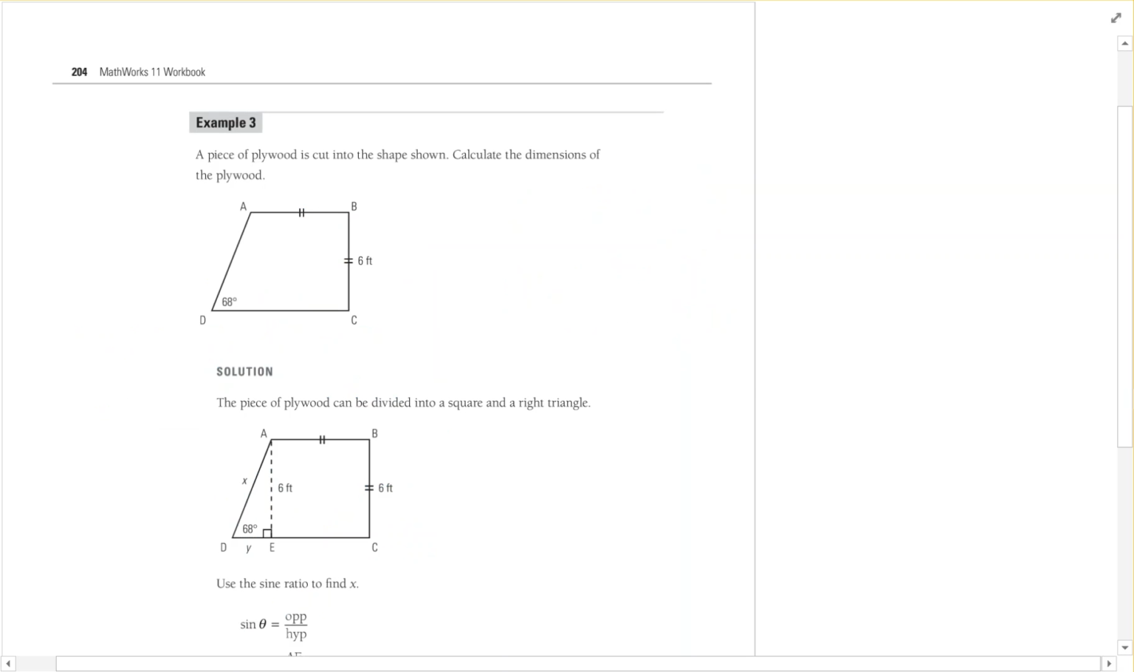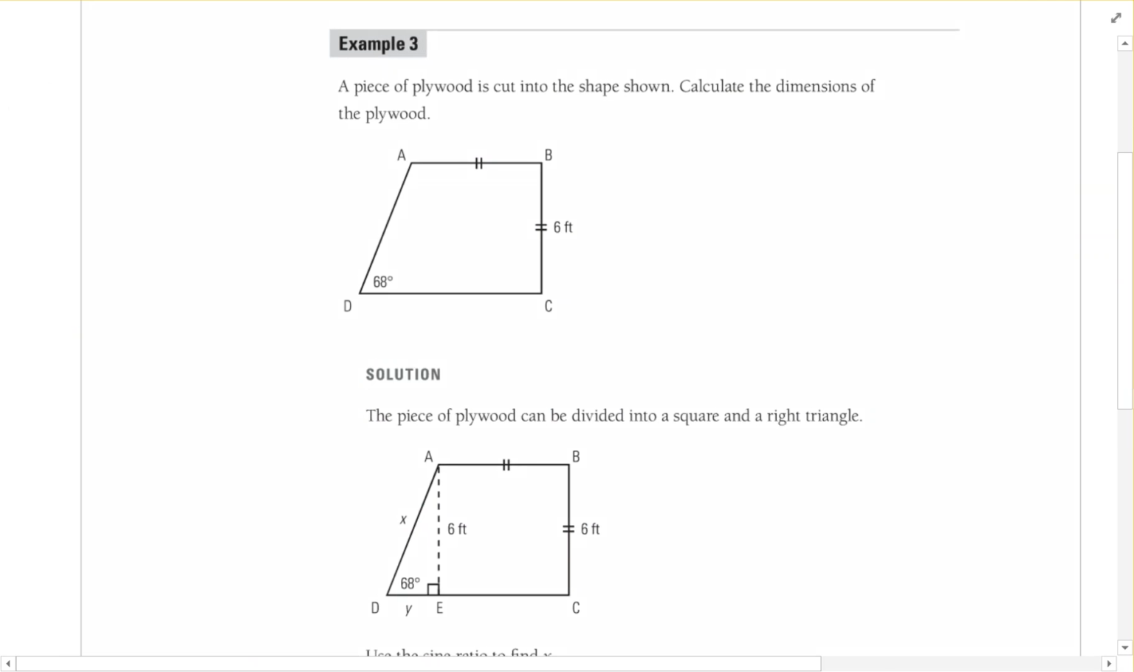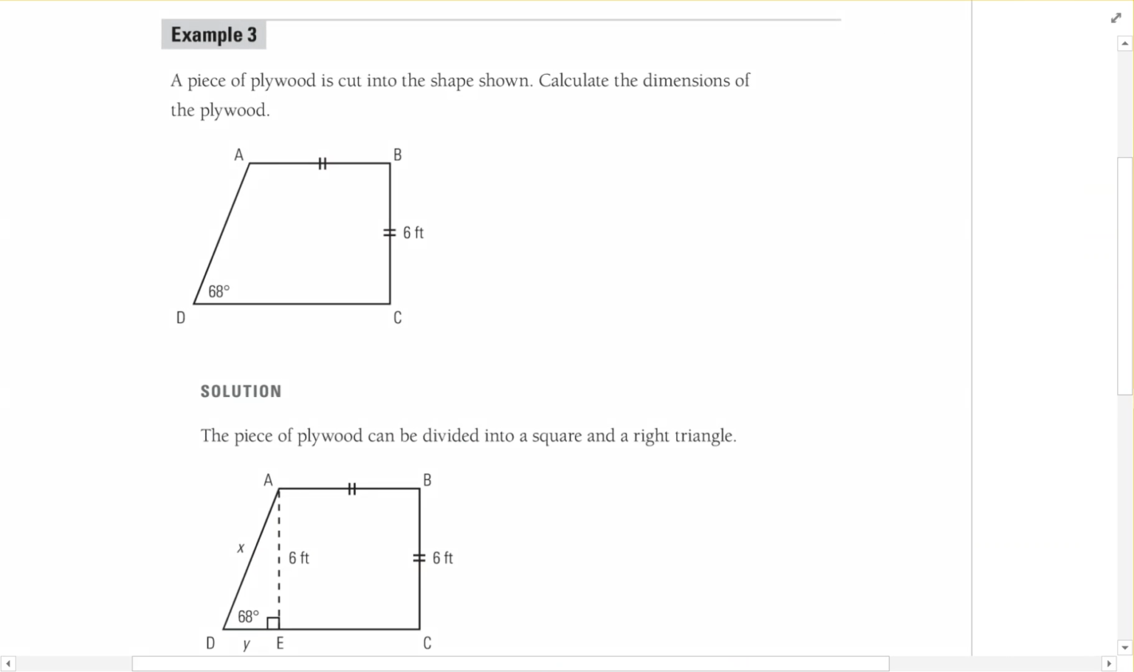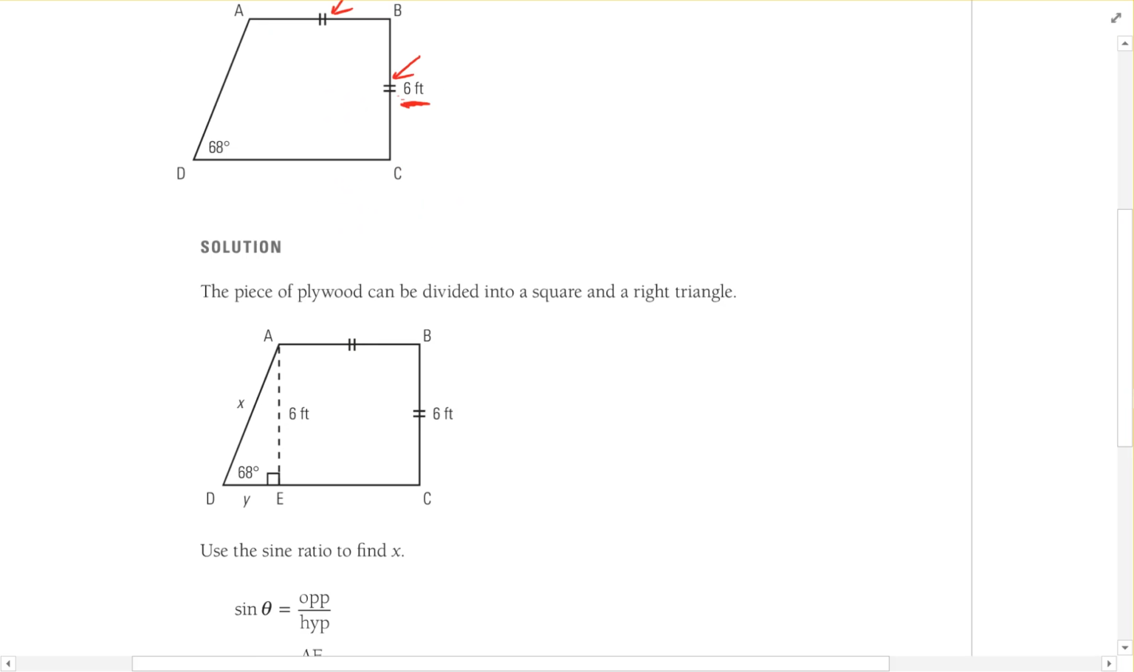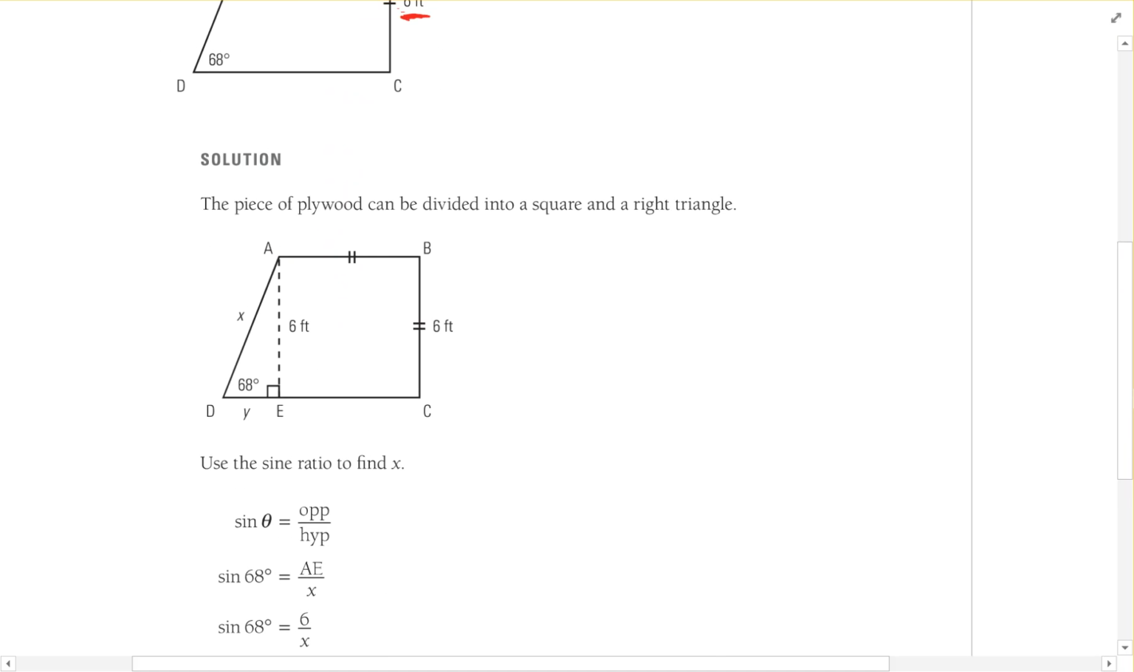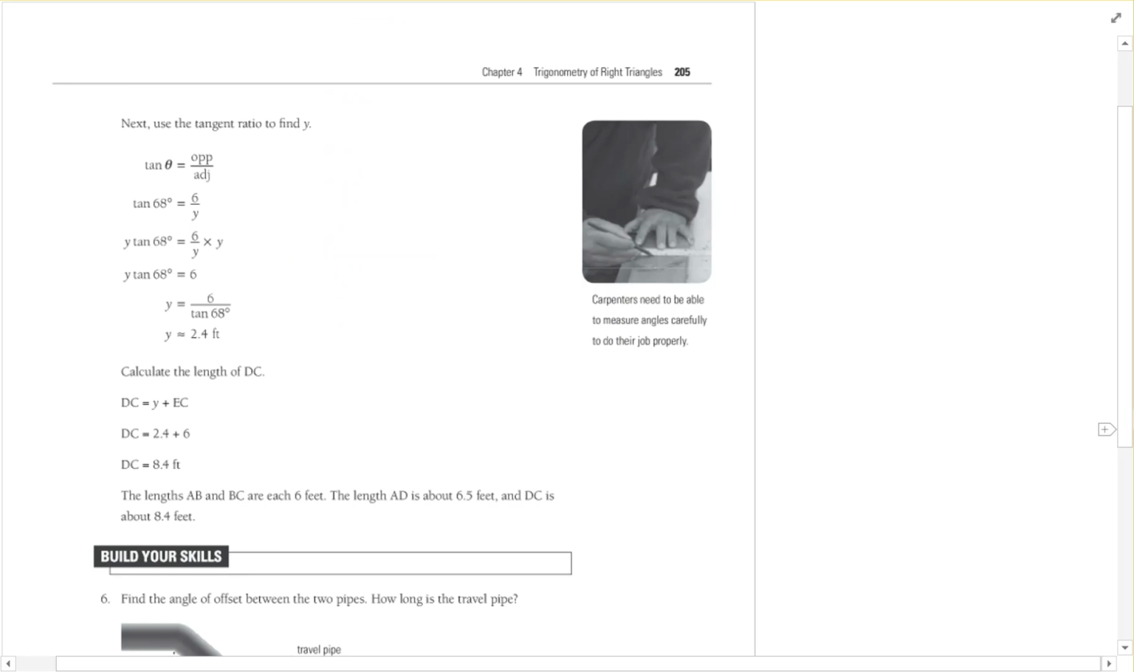So now we're going to be putting stuff to use here. We've got a piece of plywood that's cut with the dimensions shown here, right? And all we really know is that this side is 6 feet, and these little dashed lines mean that this is also 6 feet. It's just showing that those two lengths are the same. That's what the dashes mean. So that's what we know. You can look through that one to figure that out, but I'm going to move on to these other ones.